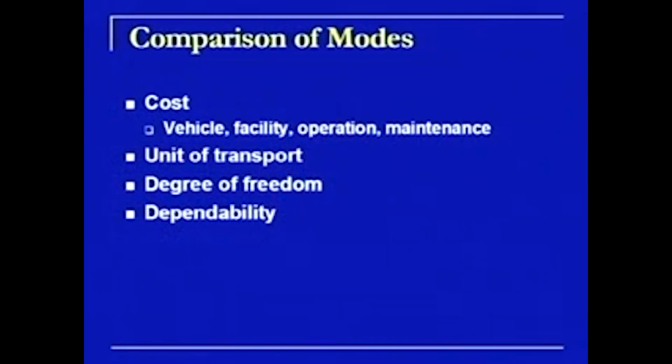Next point of comparison is dependability. How we define dependability is whether the service can be used throughout the year in all the climatic conditions, in all the situations. In terms of this, railways more or less provide you more dependable services as compared to the water transport system or the air transportation system, which are much more dependent on weather conditions.